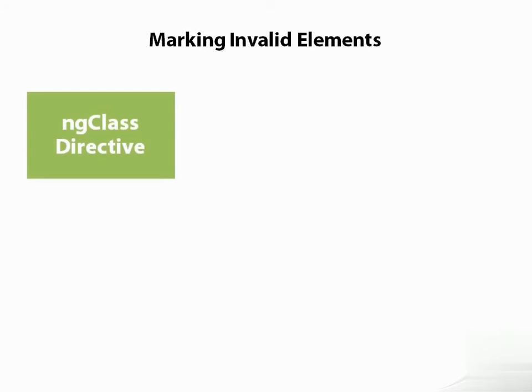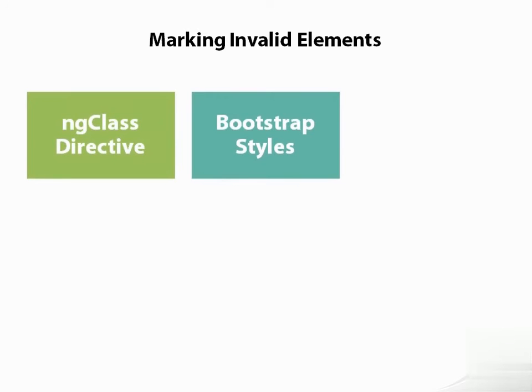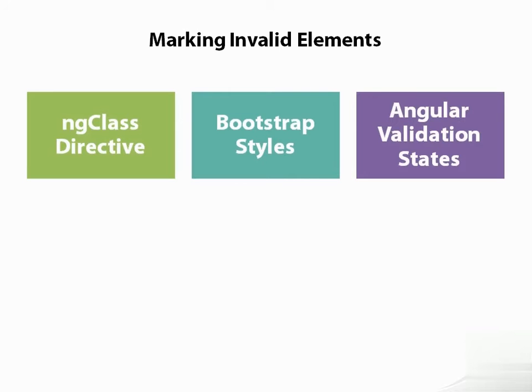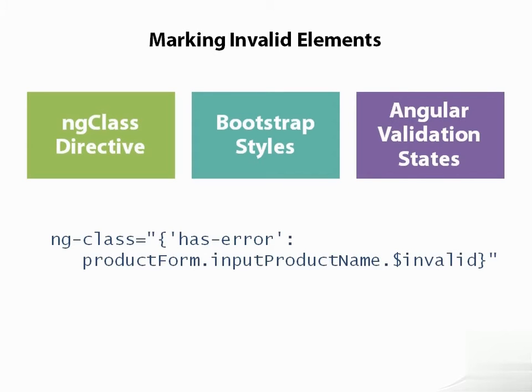Performing validation checking is not very useful if you don't also notify the user that the value is invalid. Marking invalid input elements in an Angular application relies on three features: the ngClass directive, Bootstrap styles, and Angular validation states. Here's an example. This example uses the Angular ngClass directive to set the has-error Bootstrap style class when the Angular validation state for the product name is invalid.